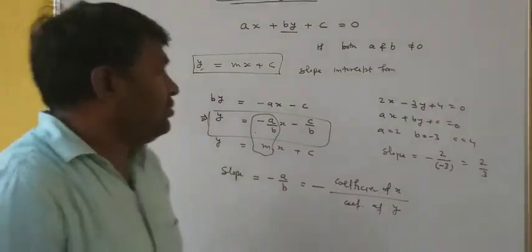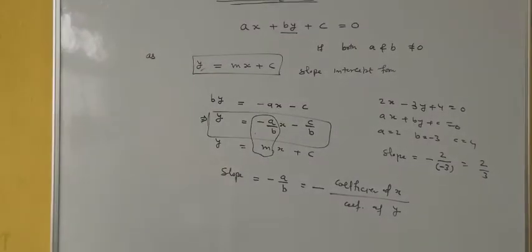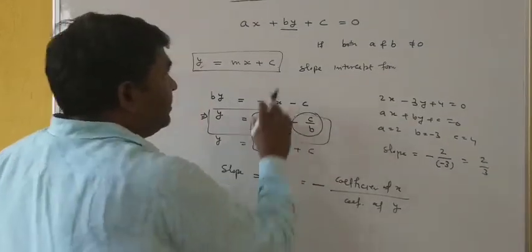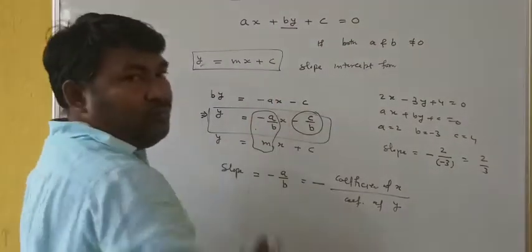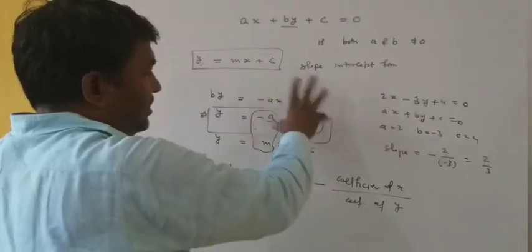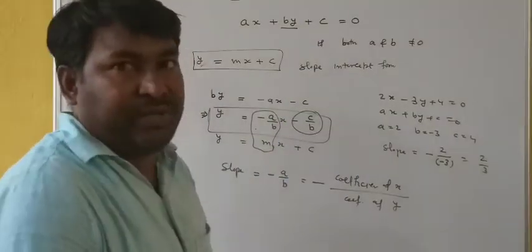Okay. Now, this is the intercept cut by the line on the y-axis. Here it is negative, that's why this intercept is along the negative y-axis.